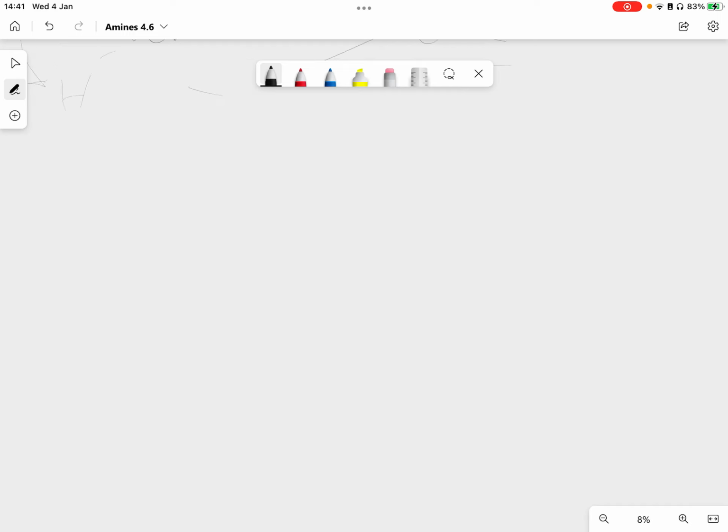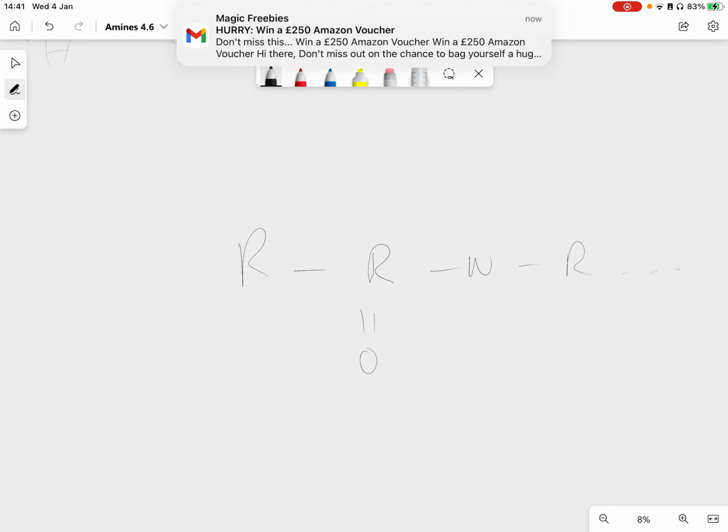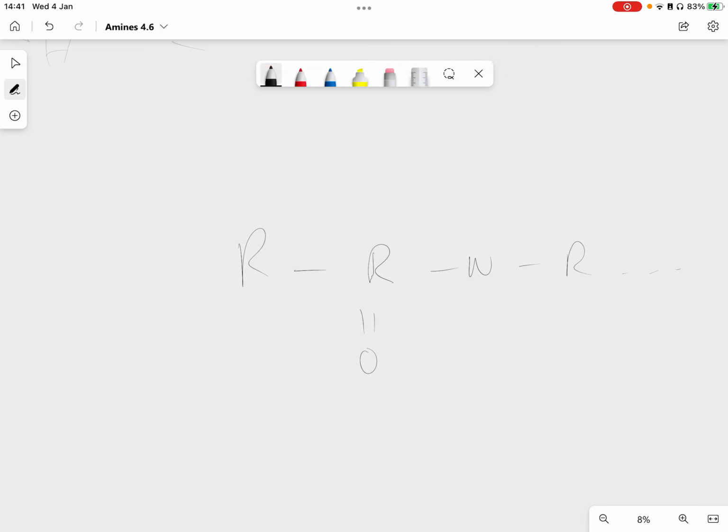Okay, so now we'll look at amides. So an N-substituted amide looks a little something like this. You'll have your R group attached to another R group with one O, nitrogen, and then your R groups, so and so. So that's your normal standard for an N-substituted amide.